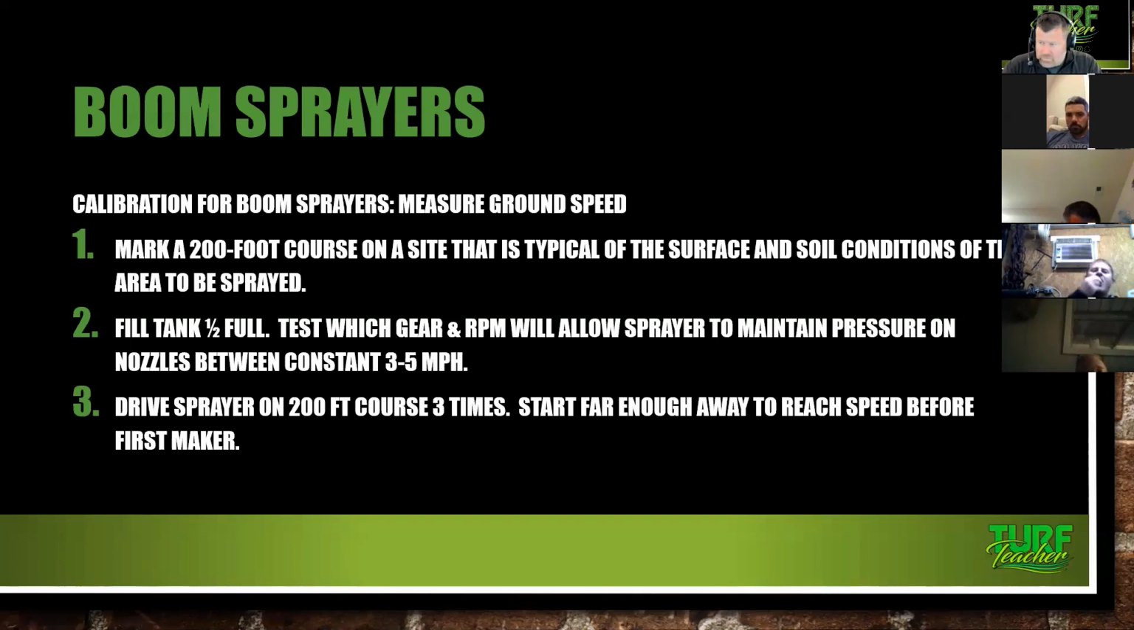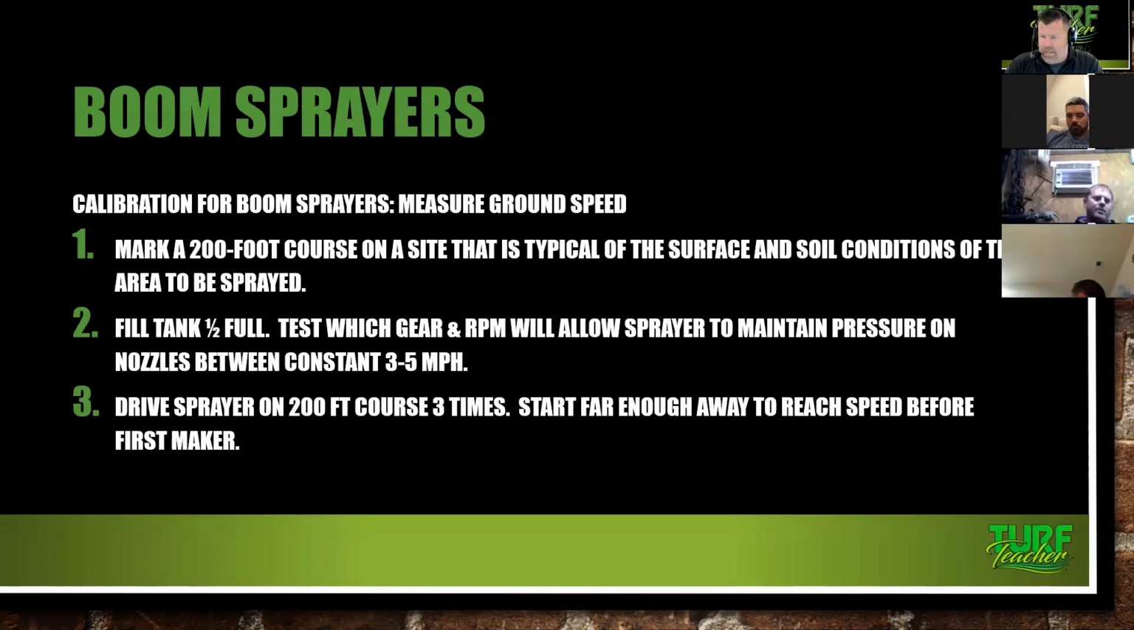All right. So now we're going to mark a 200-foot course on a site that is typical of the surface and soil conditions of the area to be sprayed. We're going to fill the tank half full, test which gear and RPM will allow the sprayer to maintain pressure on nozzles between a constant 3 to 5 miles per hour. We're going to drive the sprayer on a 200-foot course 3 times. We're going to take that average, and we're going to start far enough away to reach the speed before the first marker. We want to be going the speed that we're going to be spraying the application.